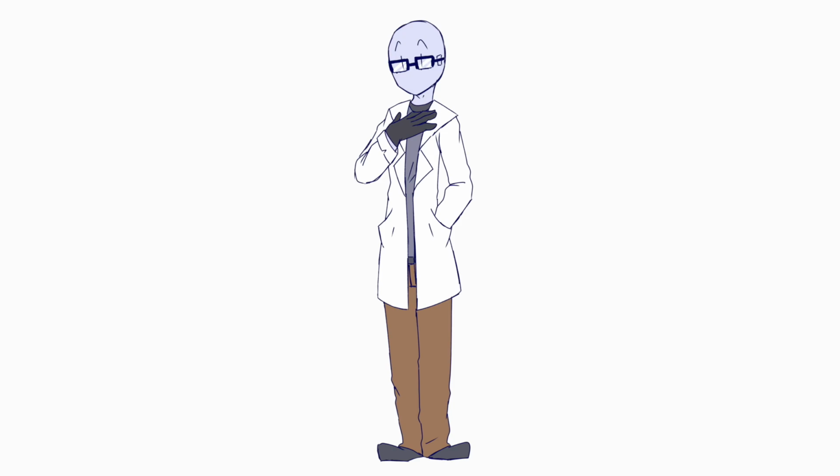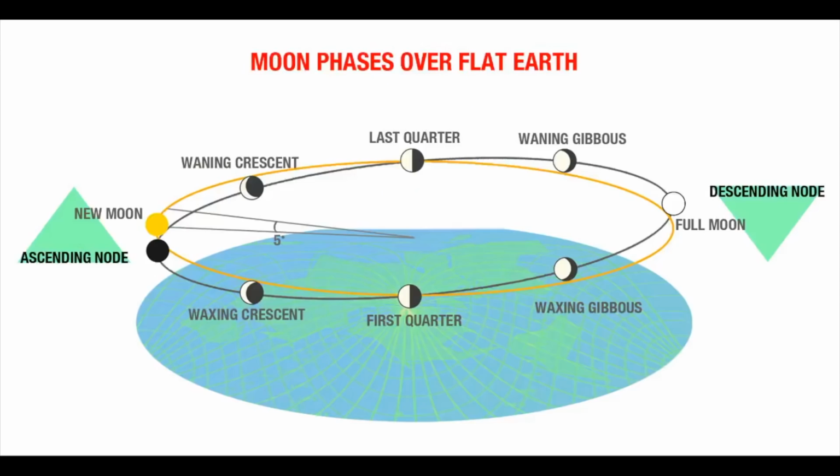This time, however, it seems some flat earthers have actually managed to think of a model of the flat Earth in an attempt to explain the phases. Let's get started. Okay, so this is a graphic that Cami and I worked on to explain how the moon phases work over the flat Earth.